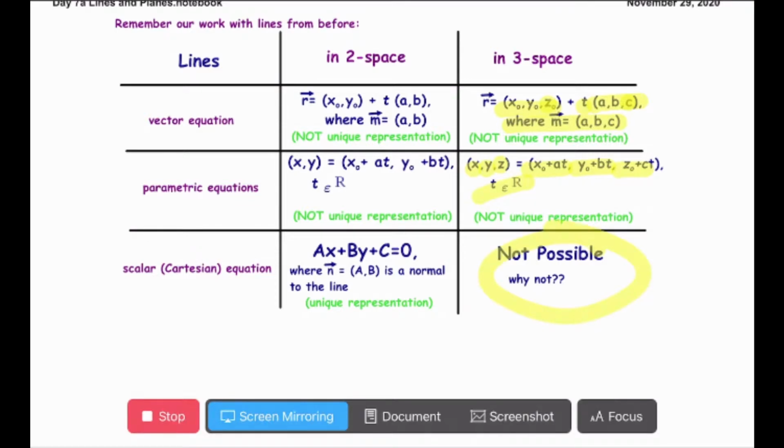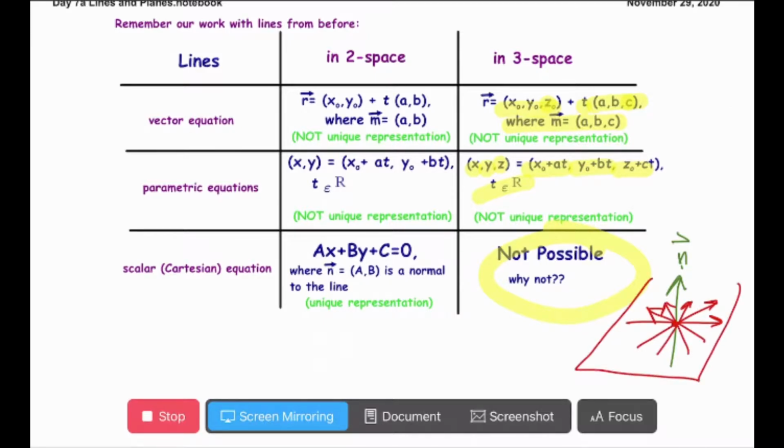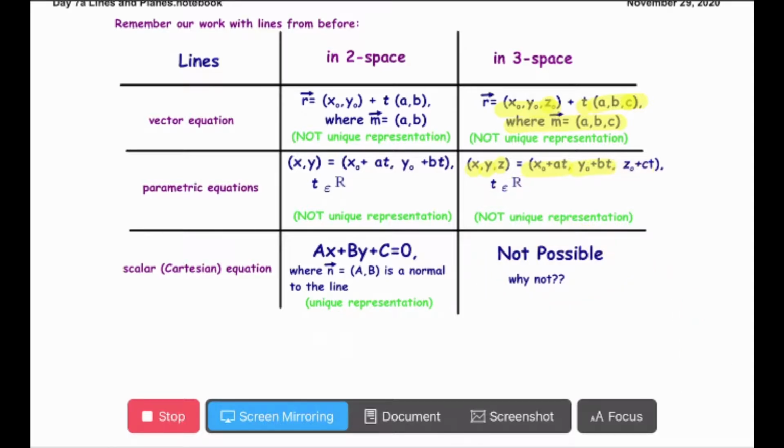And we talked about why we cannot have a scalar Cartesian equation in three space for a line, because it's defined in terms of a line being perpendicular to it. So if we defined our vector n, we saw that there is actually an infinite number of lines perpendicular to it as this one rotates about. And so rather than defining a line, it defines our plane pi. All right. And then we started learning about planes.